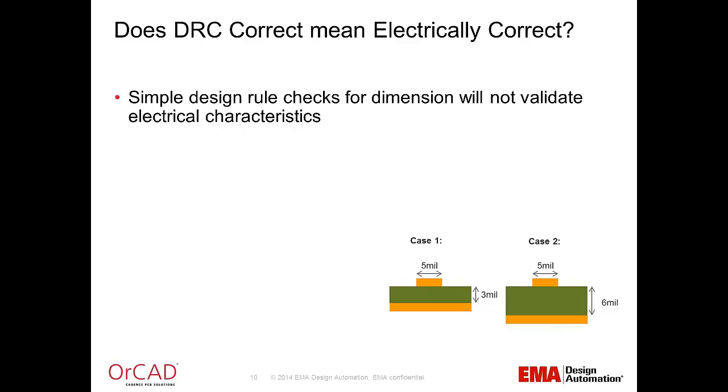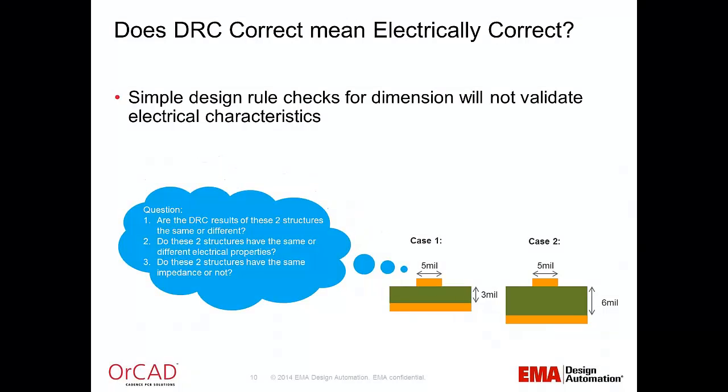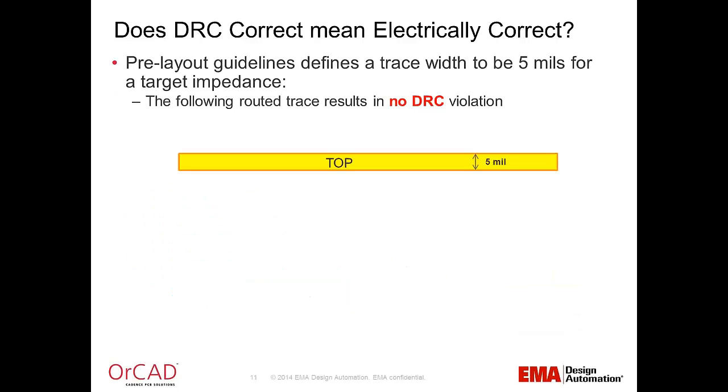If we look at these two cases, do design rule checks look at these two things and see them as the same structures? With DRCs, it does. It looks at these and sees that these are, as far as it can tell, the same structures. But do they have the same electrical properties? In this case, no, they do not, because of the thicker dielectric in case 2. So the bottom line is, does each of these structures have the same impedance? Obviously, the answer is no, they do not. So let's take a look at how this breaks out and why DRC can't see this type of thing.